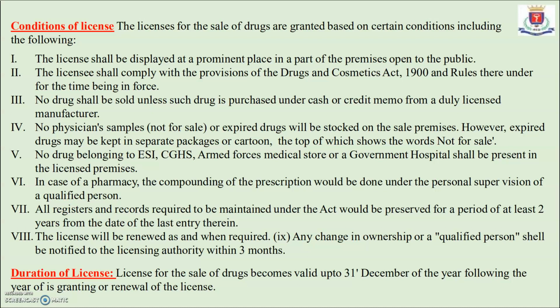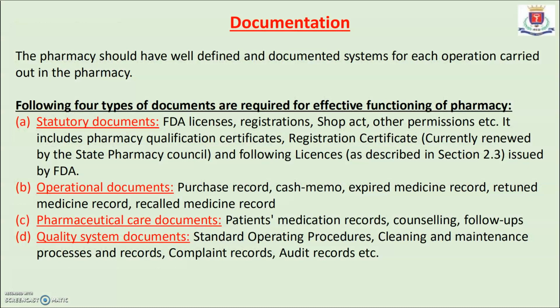Now, what is the duration of the license which is granted? The license for the sale of drugs is valid up to 31st December of the year following the year of its granting or renewal of the license. Now, what are the different types of documentation? The pharmacy should have a well-defined and documented system for each operation carried out in the pharmacy.